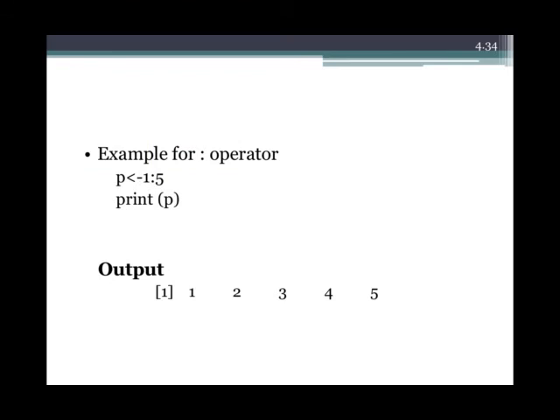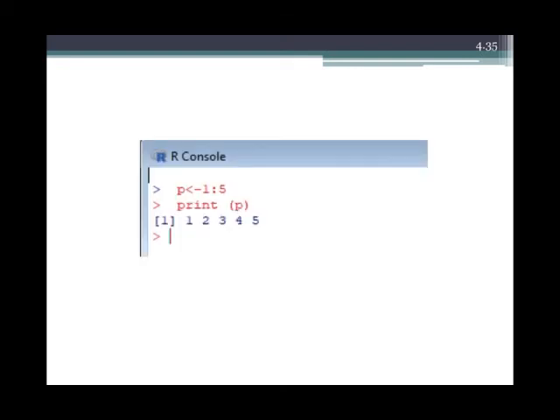So we're coming to the colon operator. We have the statement P and we are assigning the value 1 is to 5. So that should generate the numbers 1, 2, 3, 4 and 5 as shown in the output. It's also shown in the R environment.